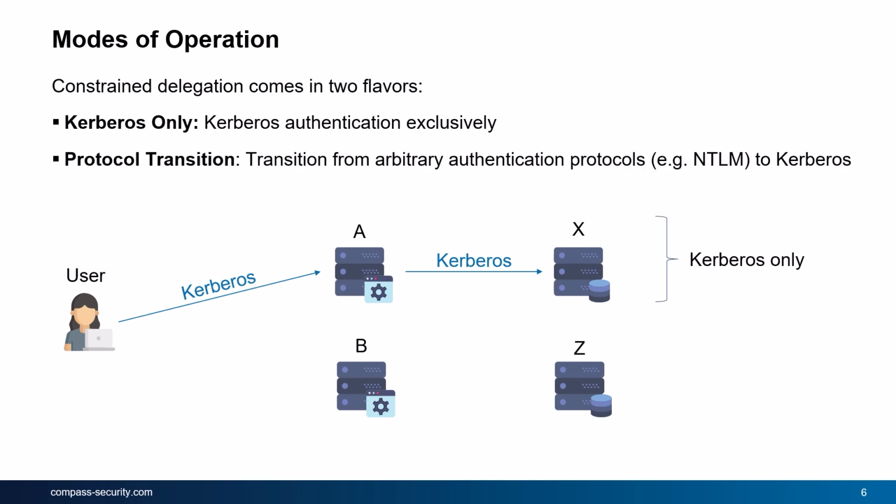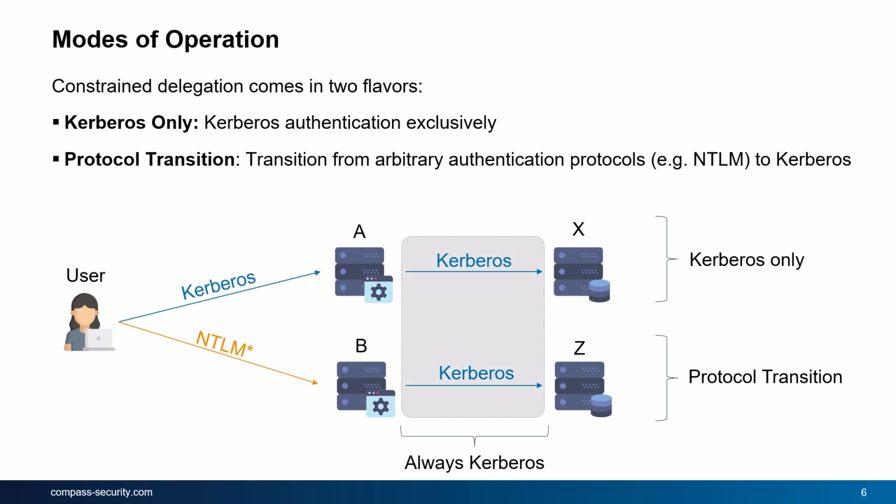In contrast to that, the other mode is called protocol transition, where the user might authenticate with any arbitrary protocol, and then there's on the delegation service a transition performed from that protocol to Kerberos. So for example, the user might authenticate using NTLM, and then the front-end service uses again Kerberos to reach out to the backend service and impersonate the user. This is the protocol transition mode. Now this part between the front end and the backend service, so the delegation itself, is always using Kerberos.